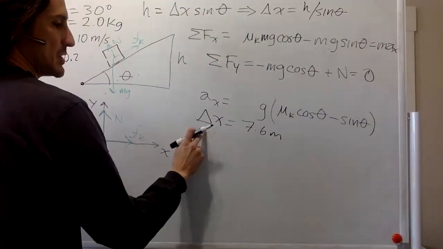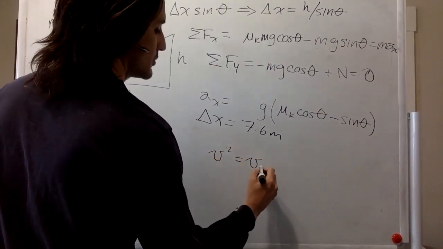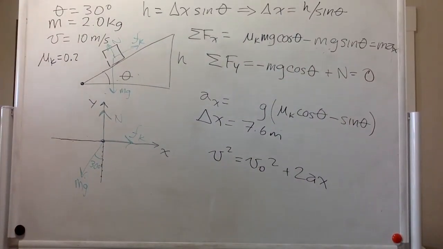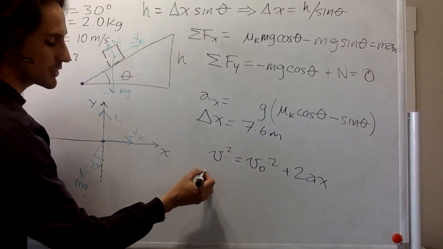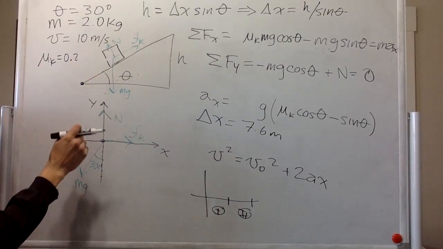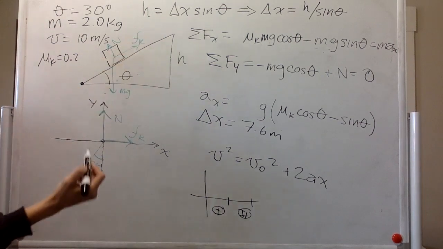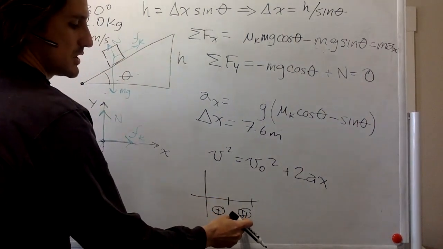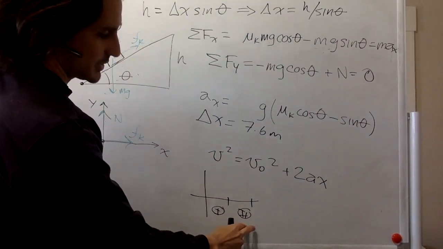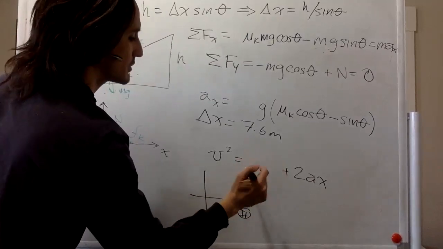So we know the acceleration and we know the displacement. So velocity squared equals initial velocity squared plus 2a delta x. We know that the initial velocity is zero. So again, we have two segments in this problem. In segment one, the object is moving up, and then it reaches a point where the velocity is exactly zero and then starts sliding back down. So it's the turning point over here. And in section two, the velocity is in the negative direction. So the initial velocity of section two is the final velocity of section one, which is equal to zero. So we can get rid of this one.